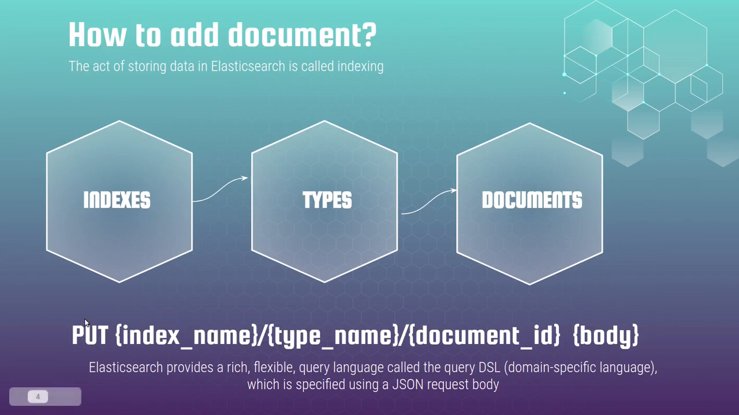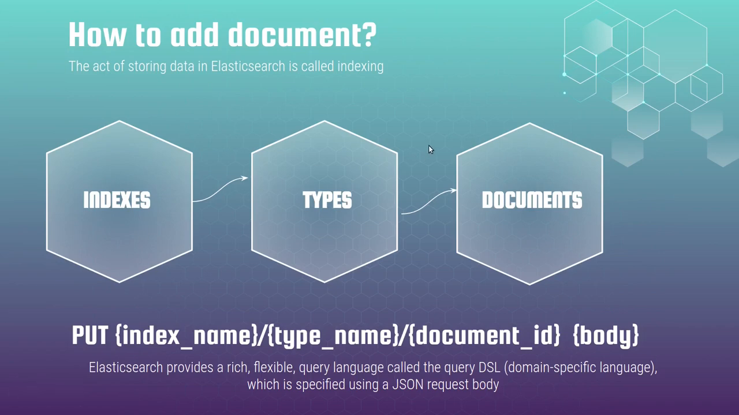So we are using the HTTP RESTful API, and here we are using the special HTTP verb PUT. Then we place the index name and type name and then the document ID. We can omit it and Elastic will add it by itself. And then we put a body. Generally that kind of record is part of the DSL, the domain specific language, which is a very rich and flexible query language specified using a JSON request body.